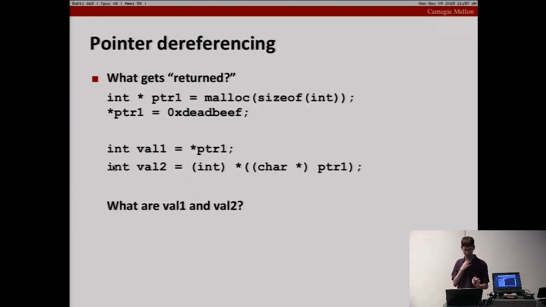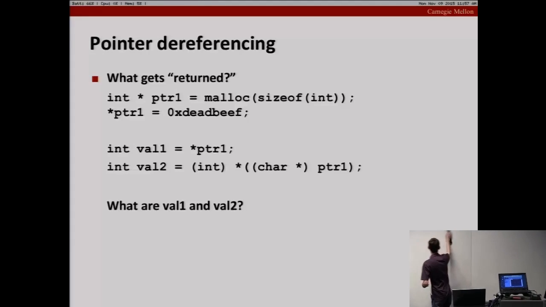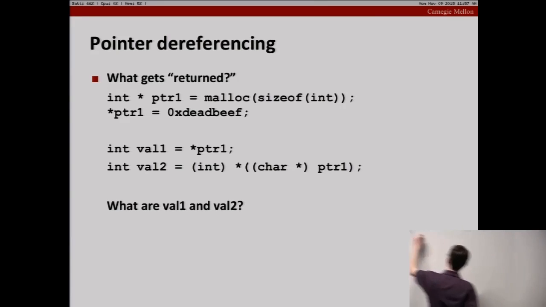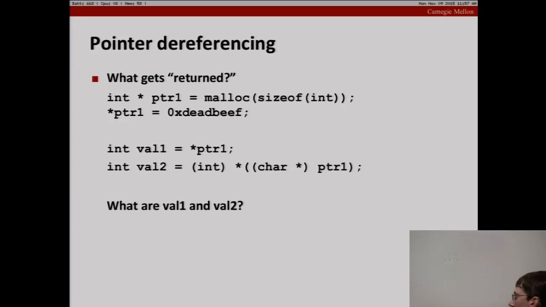Okay, so the question was, if we cast an int pointer to a character pointer and then dereference it, what happens? Or in this case, that's exactly what we did. And then we cast it back to an int here. So we've malloced an integer, and we've set the value at it to be 0xdeadbeef. So what is val1 equal to? 0xdeadbeef. Okay, so that one's pretty straightforward.